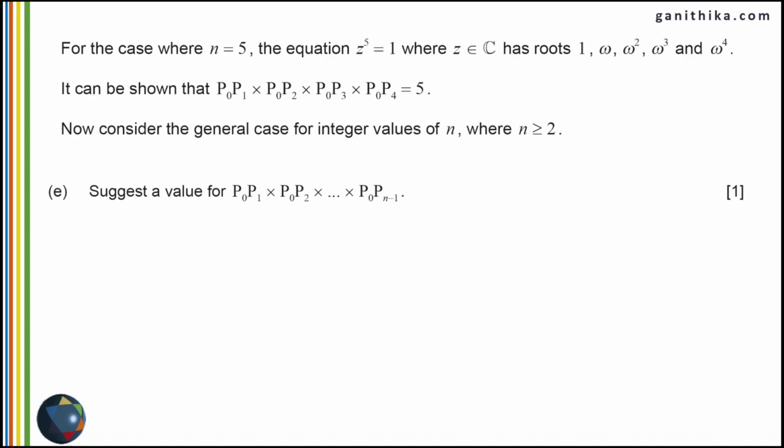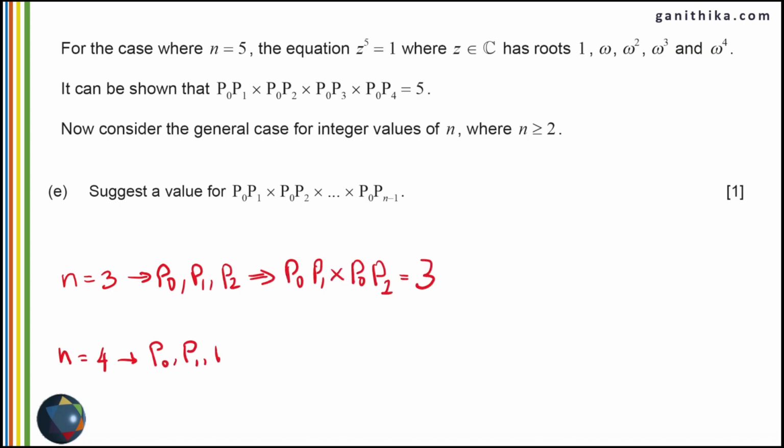And it's given here that the product of P0 P1, P0 P2, P0 P3 and P0 P4 is equal to 5. So what do we have so far? For n equal to 3, the product was equal to 3. And for n equal to 4, the product was equal to 4. So this is what we did in question B and D. So we are going to suggest a value for P0 P1, P0 P2 all the way to P0 Pn minus 1 where n is equal to n.